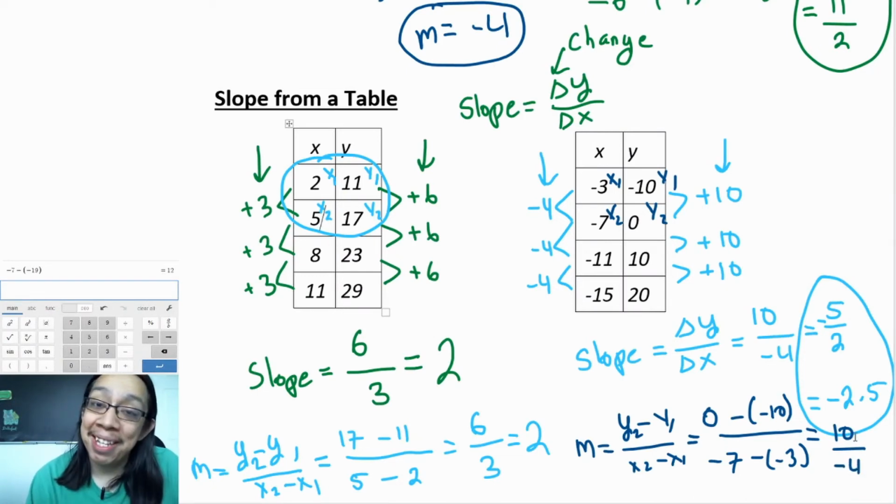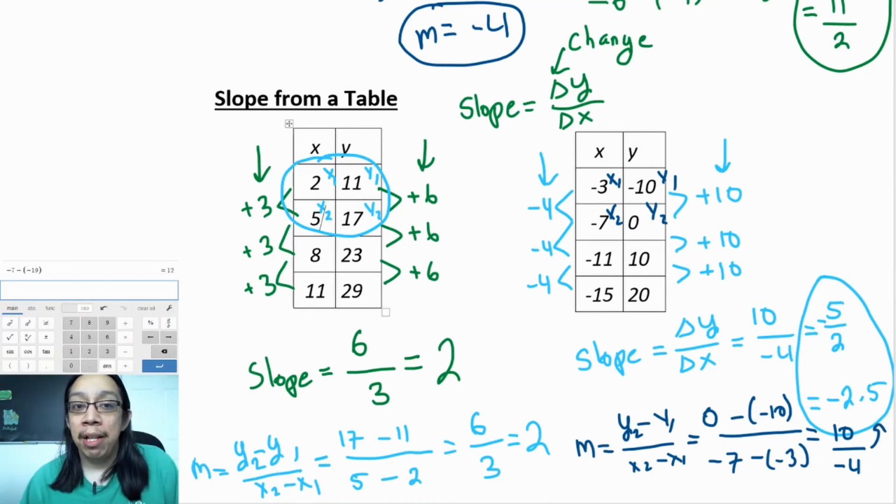And notice that we end up getting the exact same thing we got earlier. So that'll lead up to the previous answer. Let's go ahead and look at slope from a graph.